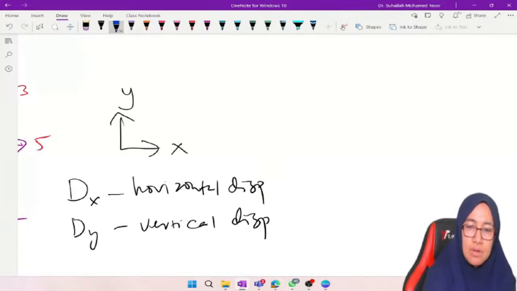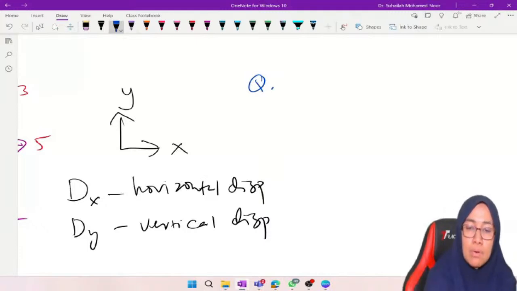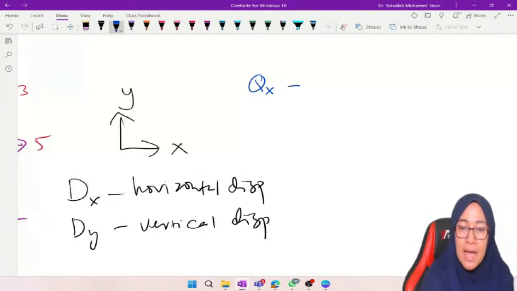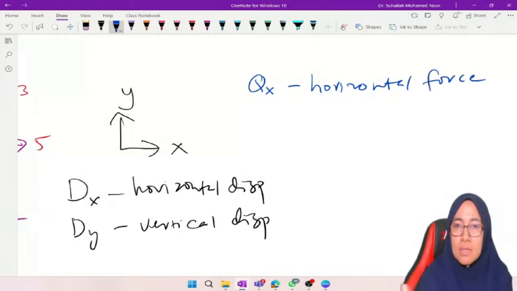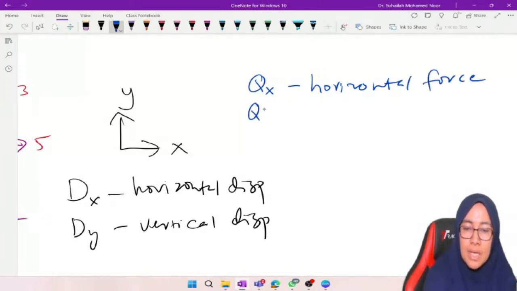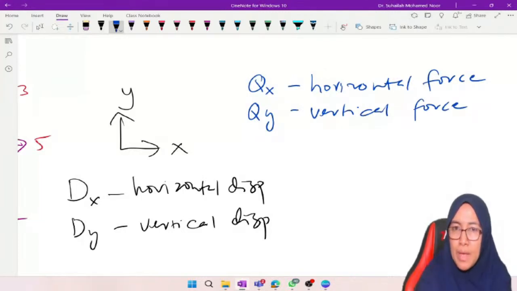And in terms of forces, we have Q. Q in the X component means that it is horizontal force, and Q in the Y component refers to vertical force. Why do we have Q and D? Because of the stiffness equation.